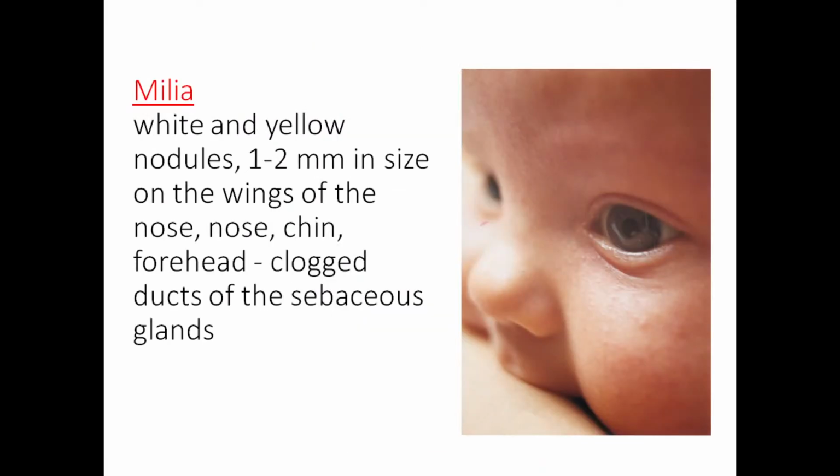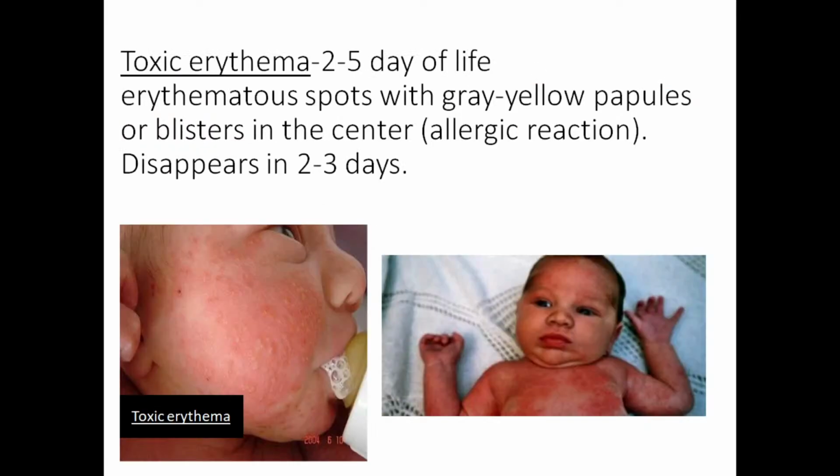Milia, white and yellow nodules. Look at this: small, 1-2 millimeters in size, on the nose, chin, and forehead. They are clogged ducts of the sebaceous glands.